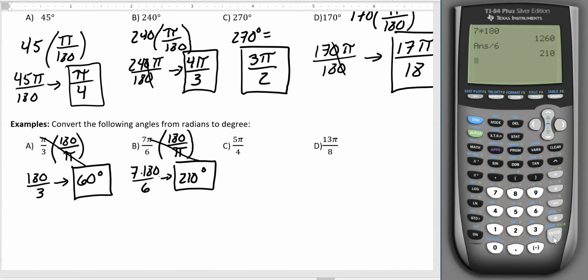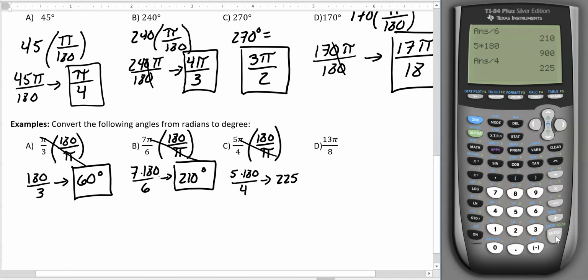There we go. 5 pi over 4. Well, I multiply by 180 over pi. So the pi's would divide out, so I'd have 5 times 180 over 4. So in my calculator, that's 5 times 180. That equals 900 divided by 4. And we get 225 degrees. And lastly here, 13 pi over 8.